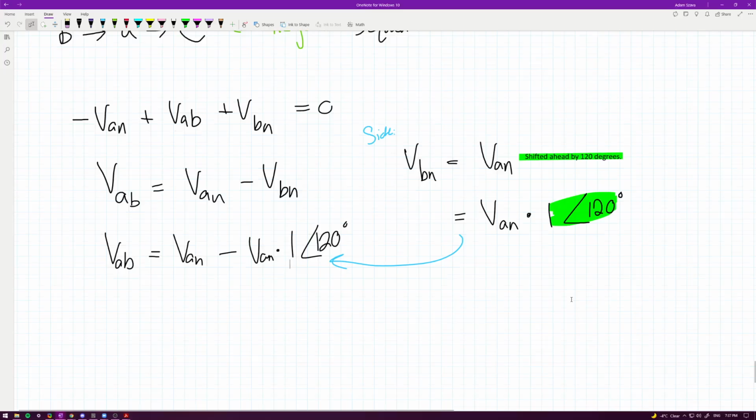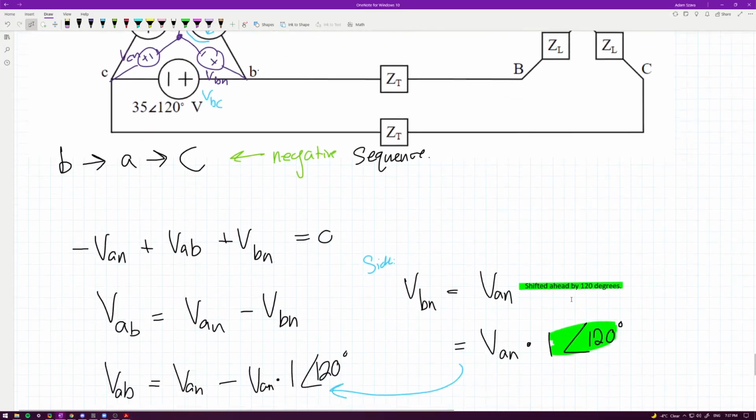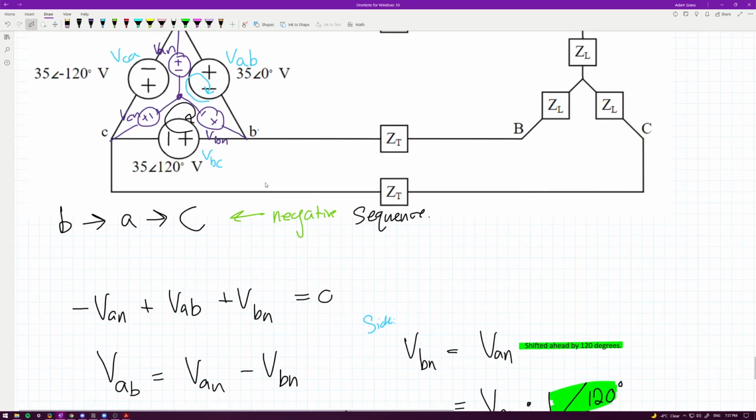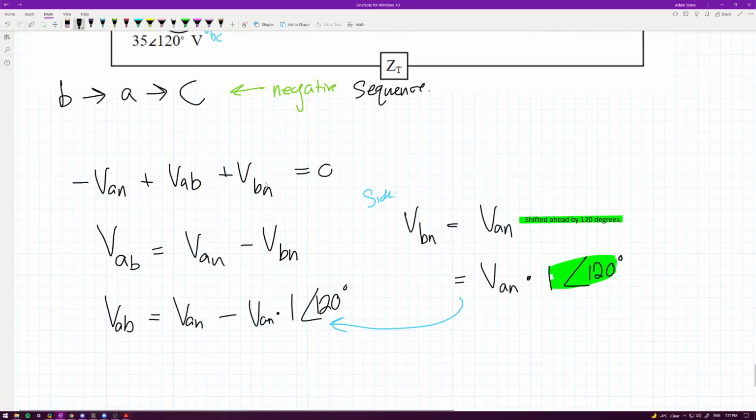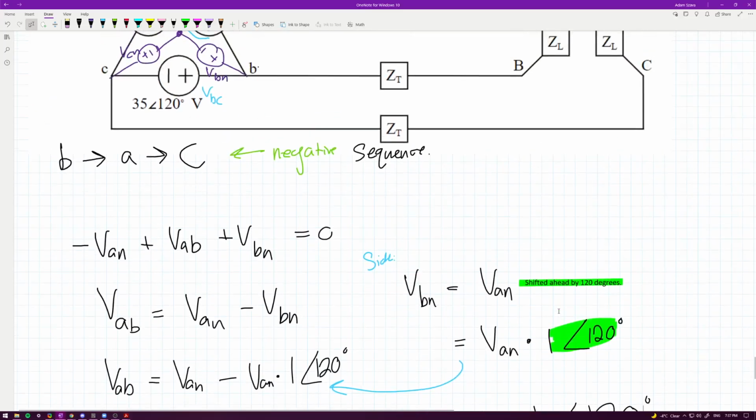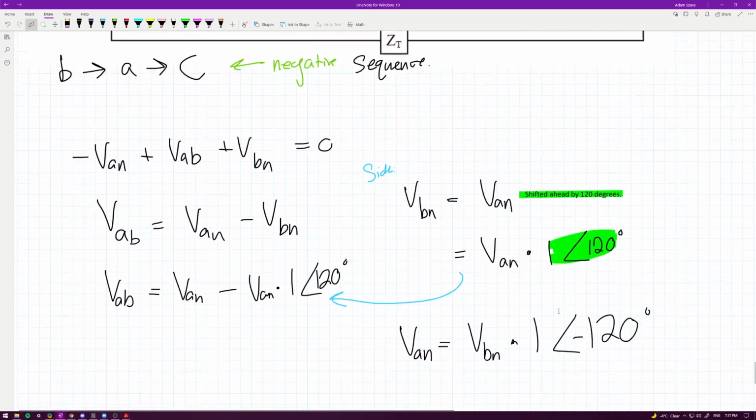Adam, could we do the exact same thing, but just isolate for VBN? Could I have made a loop here and done the same sort of equation, but then shift VAN by negative 120 degrees? Yeah, VAN is equal to VBN, but you want to shift VBN backwards by 120 degrees, so I would multiply it by 1 at an angle of negative 120. That should work. So you could solve for either variable, and I can guarantee it will work. I like to do A because A is the first one, that just makes sense to me, but you could do it with whichever one you want.